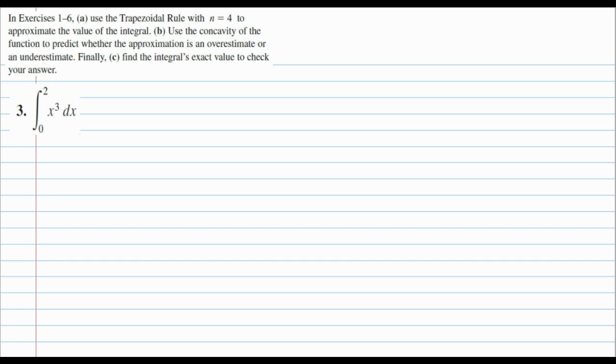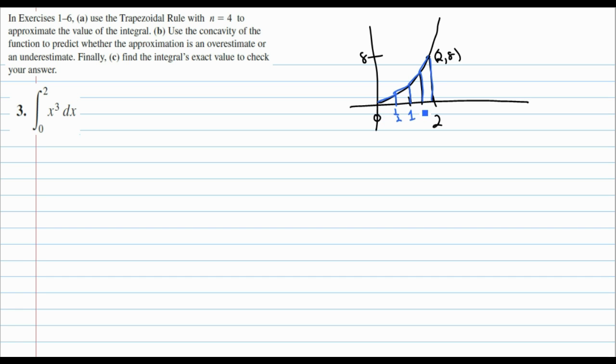The now try problem number 3 asks us for A, to use the trapezoidal rule with n equals 4 to approximate the value of the integral. Alright, well I can do that. Let's see, this from 0 to 2 of x cubed. Well, I know x cubed looks like this, and we're going from 0 to 2. 2 cubed is 8. So that point up there would be 2, 8. It wants us to do 4 trapezoids. So that means my x values that I'll be using are 0, 1/2, 1, 3/2, and 2. 4 different trapezoids in there.